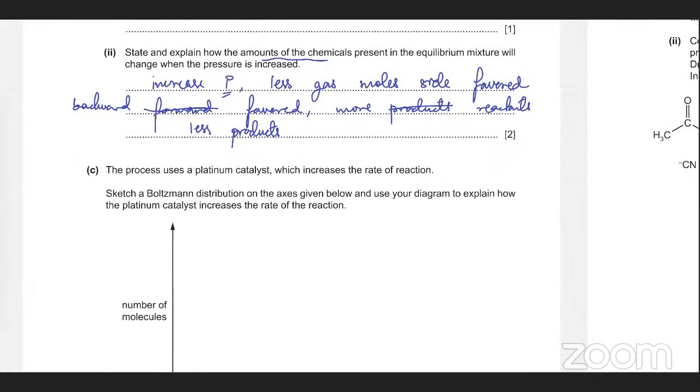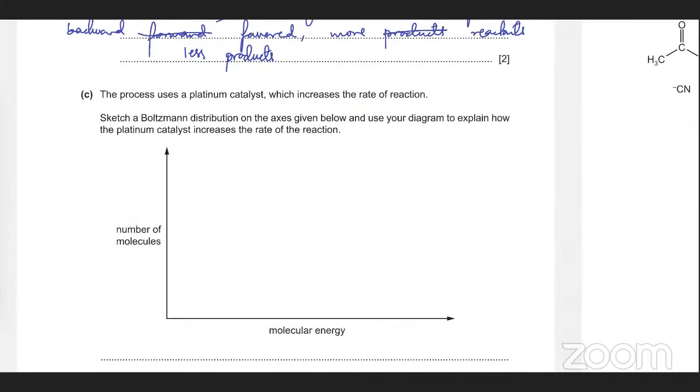Now what you have to do is sketch a Boltzmann distribution diagram to explain how the platinum catalyst increases the rate of the reaction. So the Boltzmann distribution is a skewed representation, which kind of looks like this. That is what a Boltzmann distribution is. And it shows the distribution of energies of the particles. For example, these are your high energy particles, so the number of particles is fewer. These are your low energy particles, and the number of particles is fewer as well. The peak is where you have the average energy.